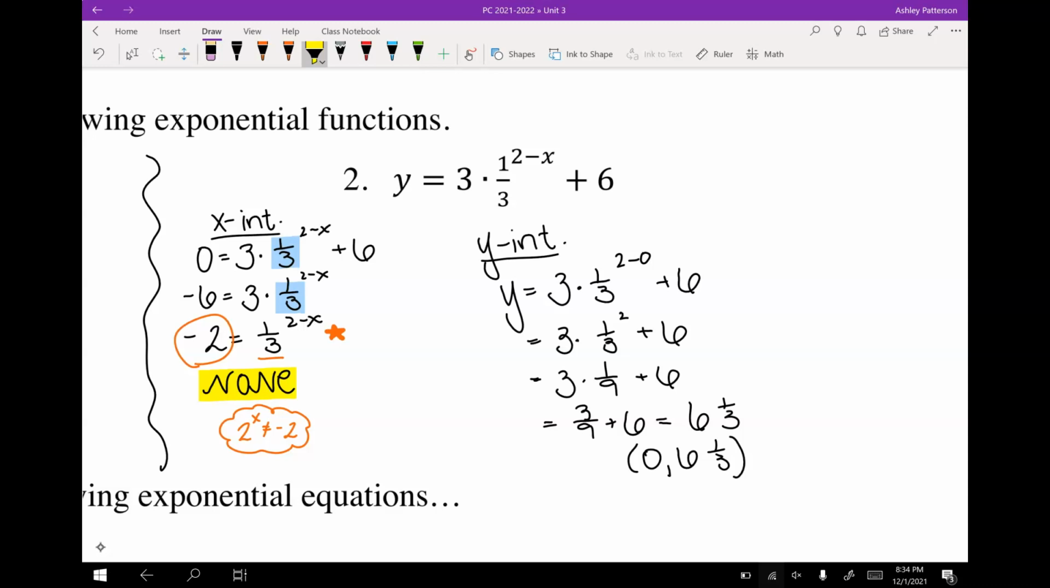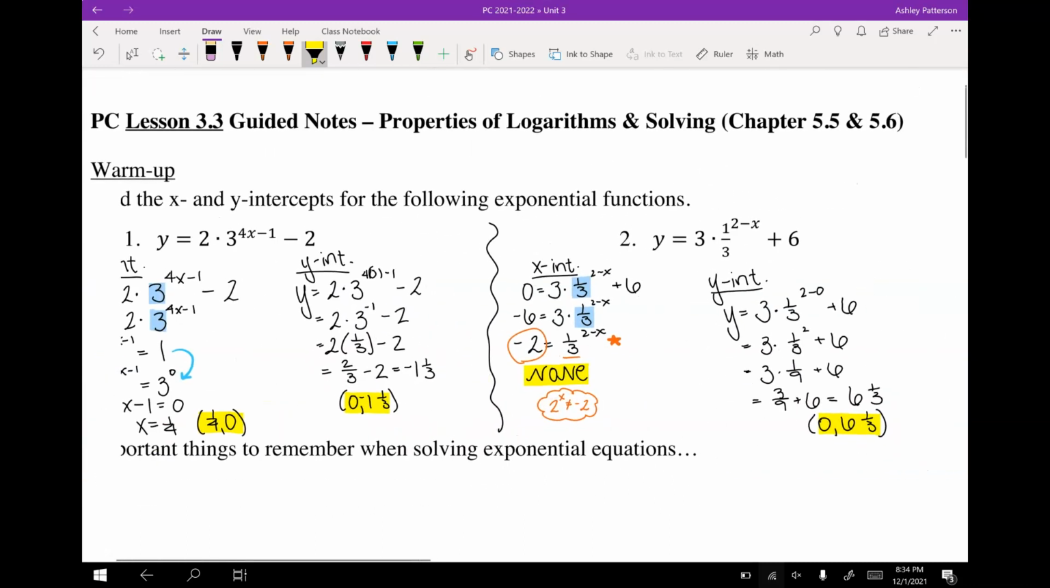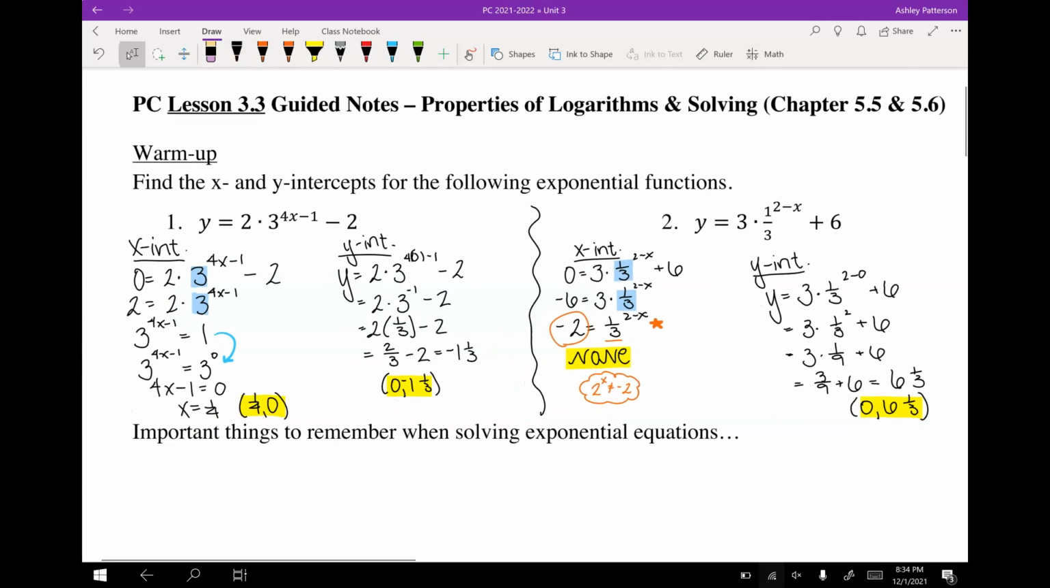We talked before Thanksgiving break about how exponential functions have horizontal asymptotes that we don't cross. Why? Because you can't have a positive base raised to an exponent and then end up with 0 or a negative number. So here's another perfect example of that. For the y-intercept, again, we plugged in 0 for x and simplified down, leaving us with 0, 6, and 1/3. If you have any questions on these two, please write them down and either email me or save them for Monday. Preferably email me and I can compile a Google Doc and share with everybody.